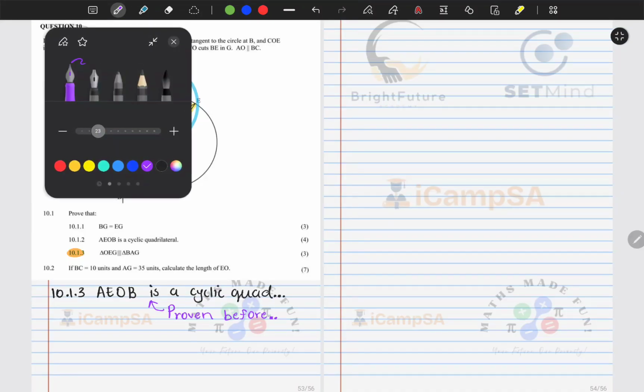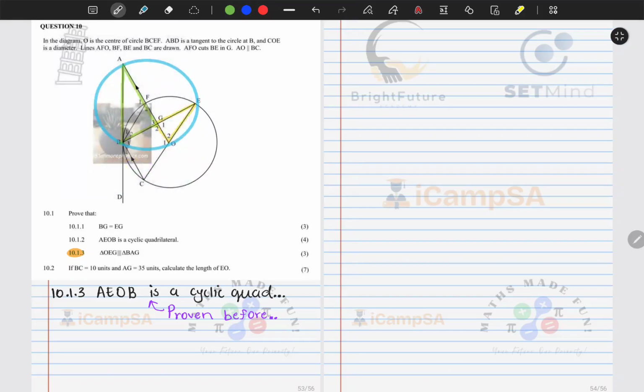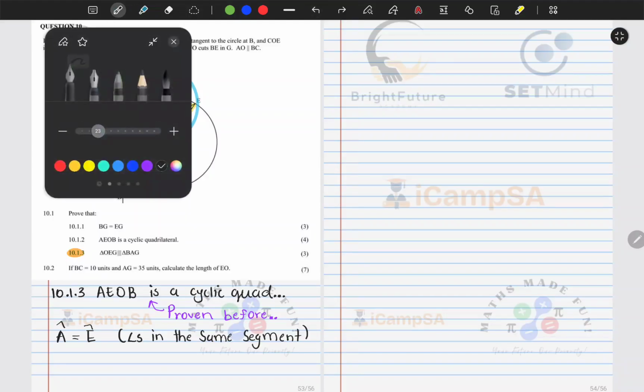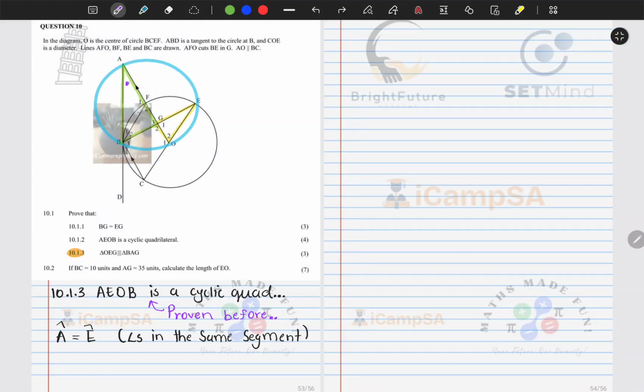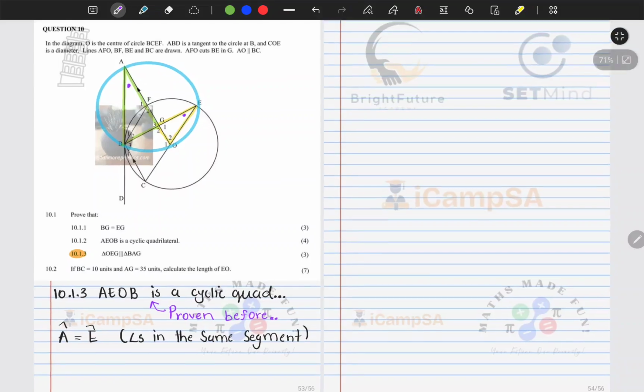So with this in mind, we can go and do a couple of things. Let's have a look at what we can do. We can see that angle A is equal to angle E, and these are angles in the same segment. It's just these angles there. Let's use color for them. So that angle and that angle are equal, they are in the same segment.